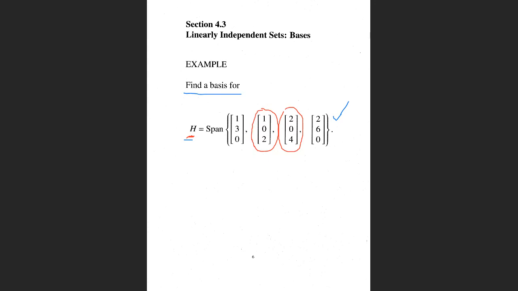In other words, let me label this A1 vector. Here's A2 vector. Here's A3 vector. And here's A4 vector. And Nafani says, oh, well, for a basis for this subspace H, we're not going to need both A2 and A3.